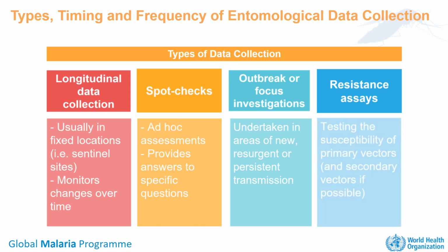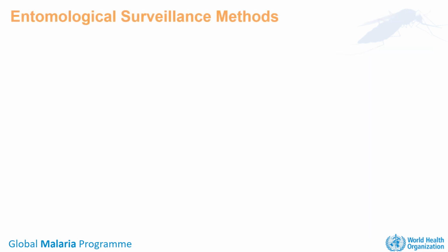Finally, resistance assays may be conducted at fixed laboratory sites, but may use mosquitoes collected from sentinel sites, spot checks, or outbreak or focus investigations. Resistance assays determine the susceptibility of primary and secondary vectors to insecticides used in vector control. It is beyond the scope of this course to go into detail on the methods used to collect entomological data, but we will briefly review the main techniques so that you are familiar with the types of methods commonly used. Some of these methods can contribute to more than one indicator.